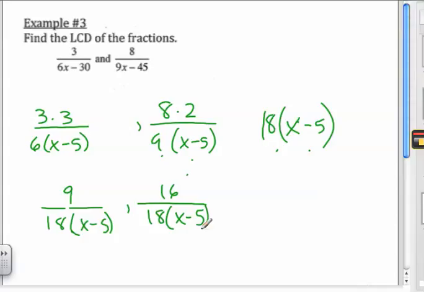I don't really feel any better, Alexander. But I am glad that I can add these things if I need to or subtract them if I need to. All right? Okay, let's see what the next one looks like.